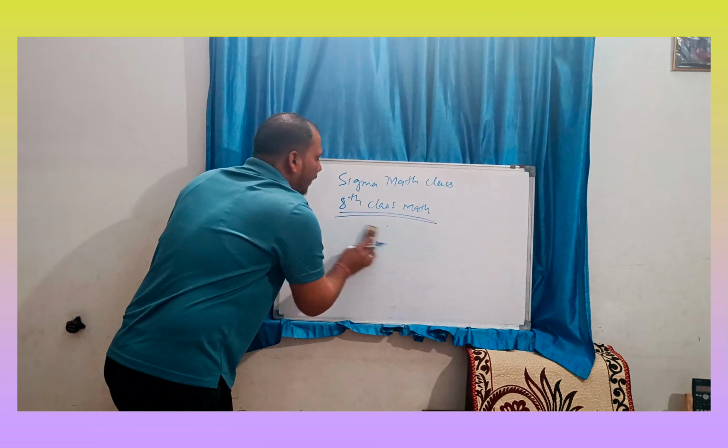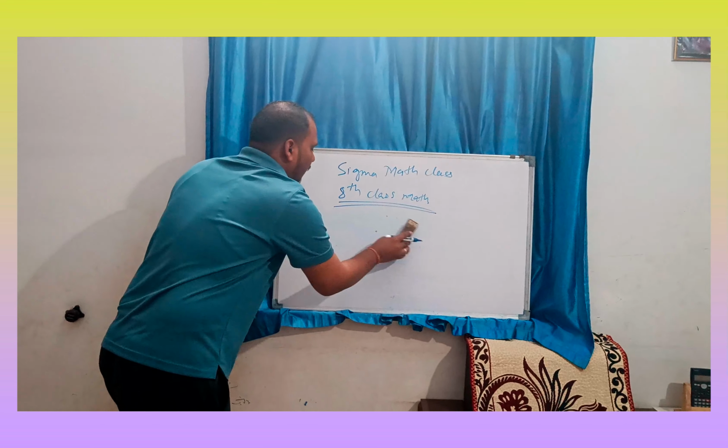Second, quadratic equation, which you already know. Then hexagon, pentagon, octagon: the question asks about internal or external angles. What is the hexagon's internal angle? What is the pentagon's external angle? This type of question is asked in multiple choice.